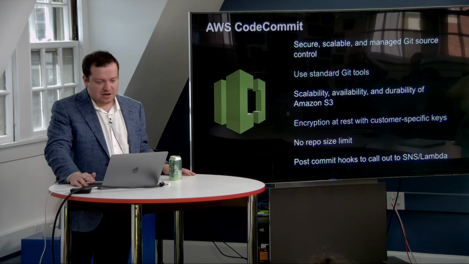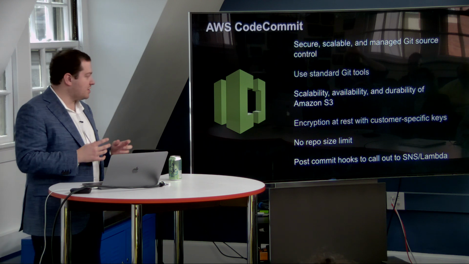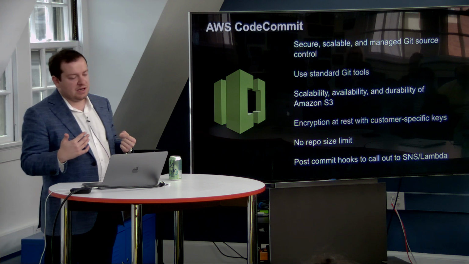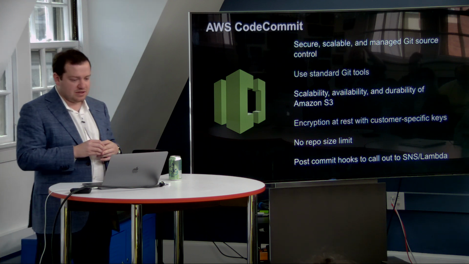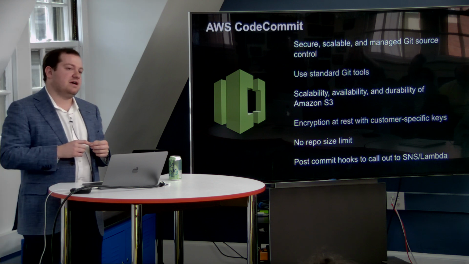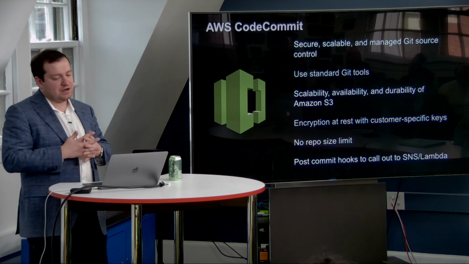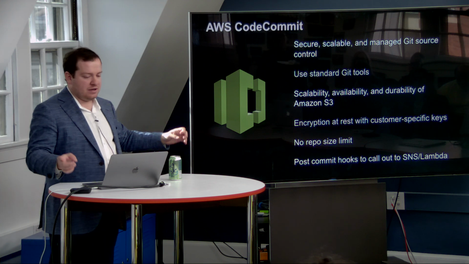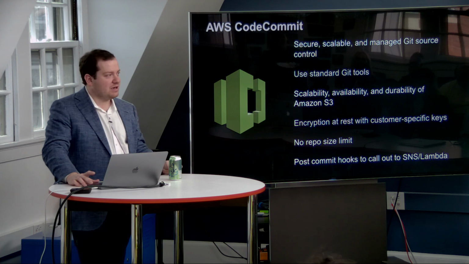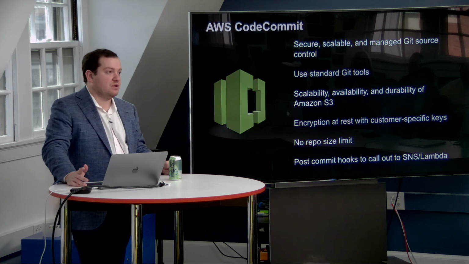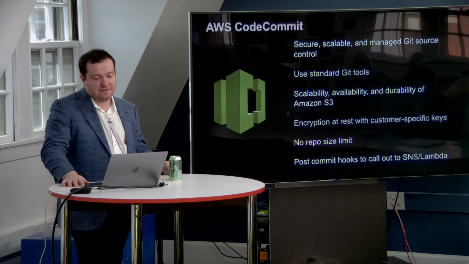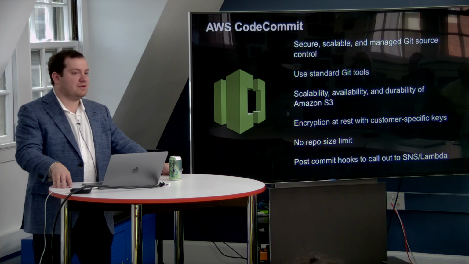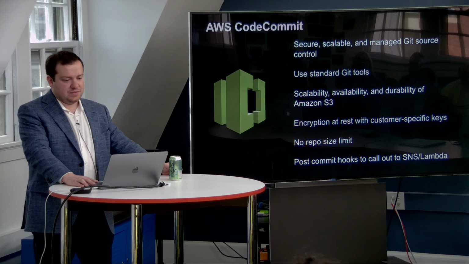So now let's talk about CodeCommit. So CodeCommit is managed Git. You use your standard Git tools to interface with it. It is built on 3 AWS services, so DynamoDB, S3, and our Key Management Service, which I'll talk about in a second. But basically, all your code is encrypted at rest with keys that you create. And there's no repo limit, so you can have big repos or big files in your repos and a lot of files in those repos. And it has post-commit hooks, so you can trigger an SNS notification or a Lambda function after you do a commit.